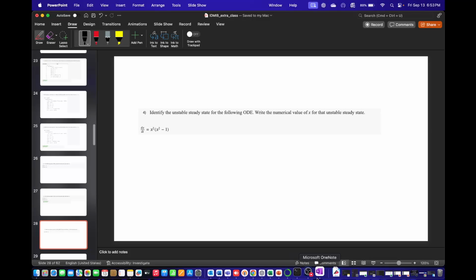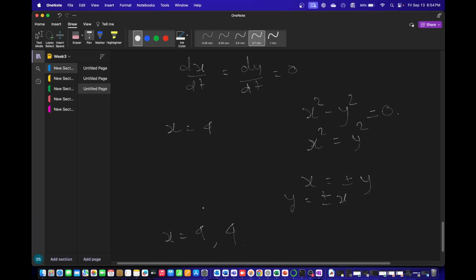Yes. The unstable point is 1, and the numerical value is 0.9 into 1. Unstable is 1, that is correct. And what is the sign? Minus 0.09. Okay.